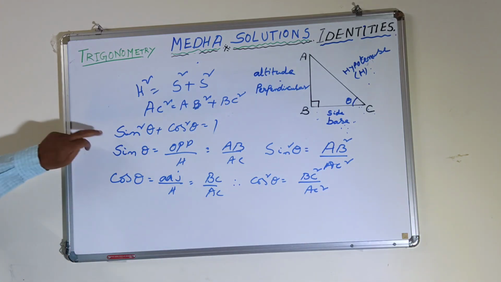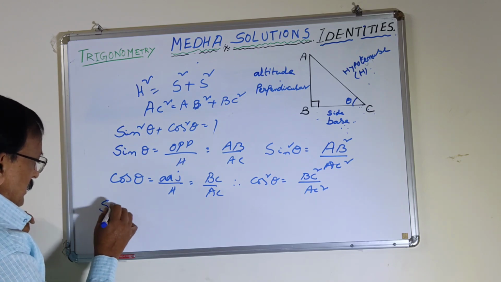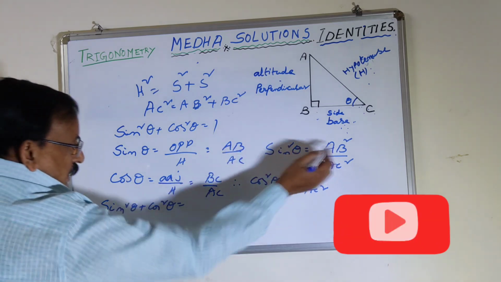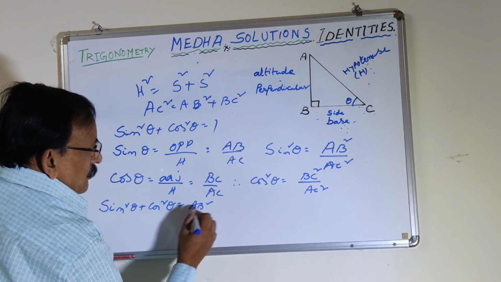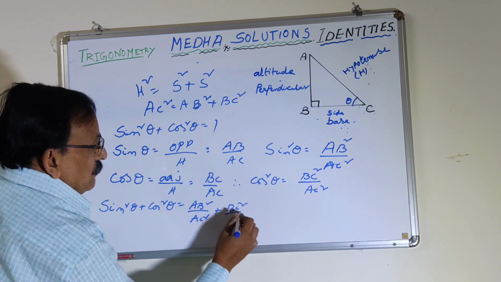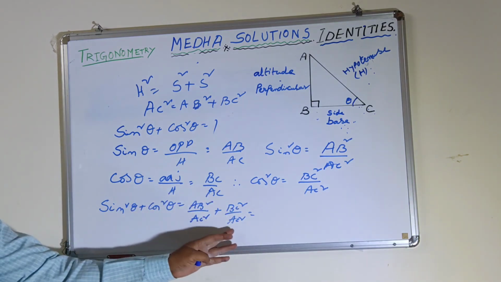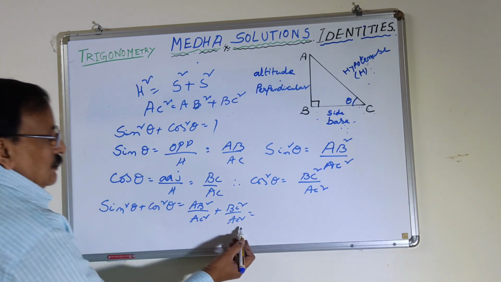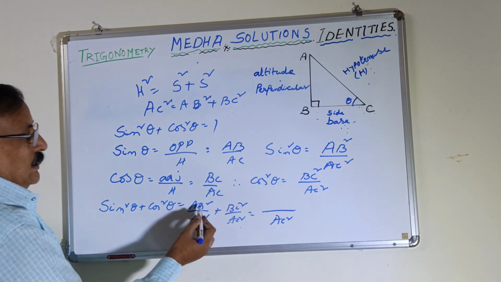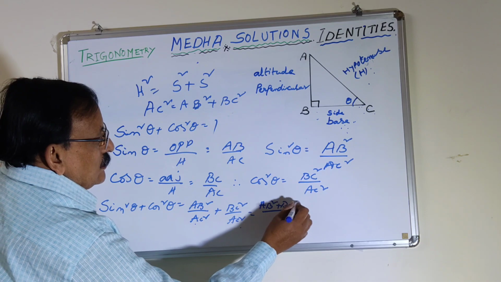Now as per our theorem proof, add both: sin square theta plus cos square theta is equal to AB square by AC square plus BC square by AC square. Here both denominators are the same, so we can write one AC square, and directly AB square plus BC square in the numerator.